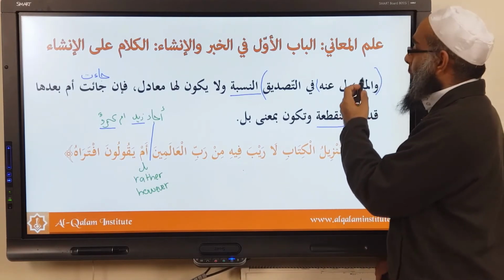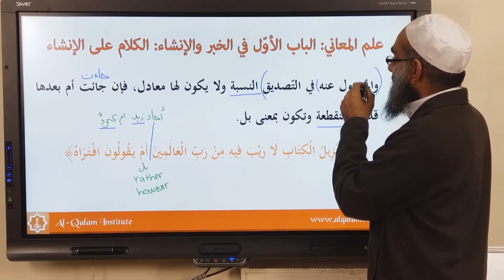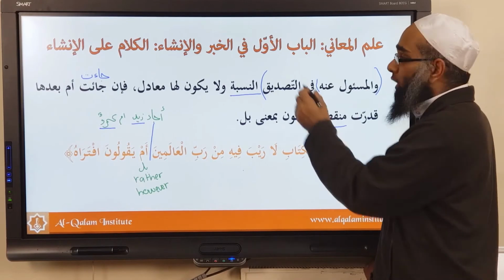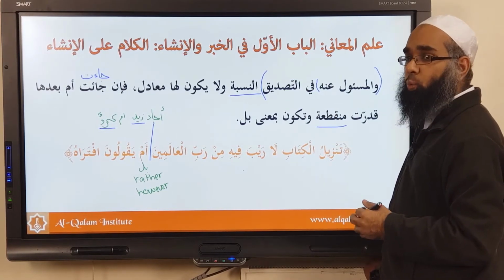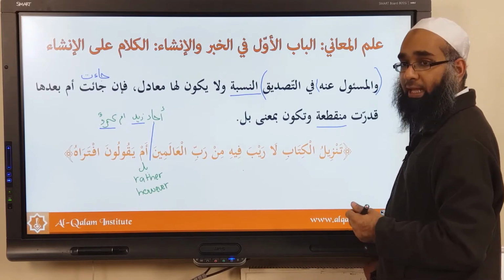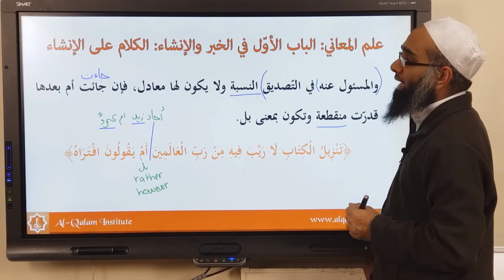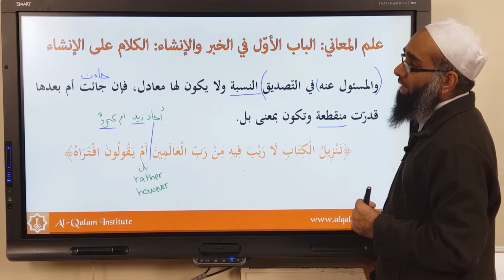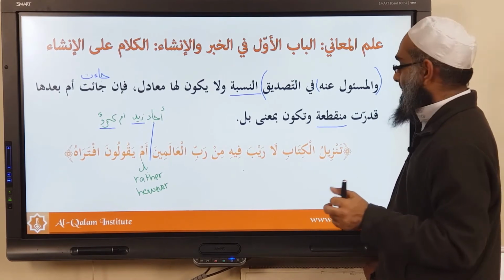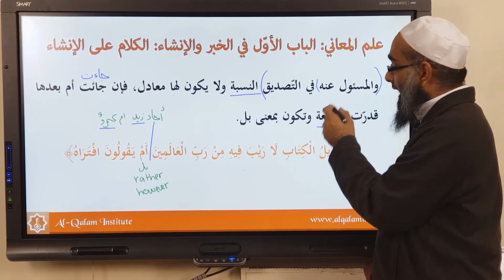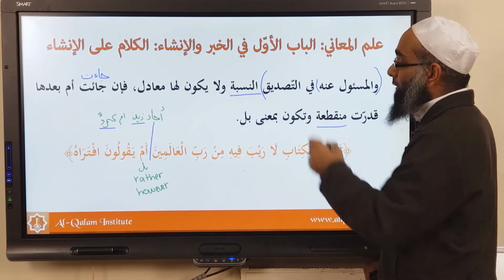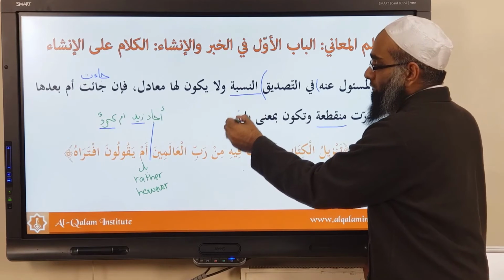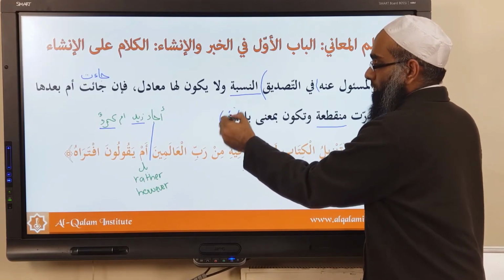This one? Wal mas'ulu anhu fi tasdeeq, and the thing you are asking about in tasdeeq is called the nisbah. What's it called? The nisbah. وَلَا يَكُونُ لَهَا مُعَادِلٍ, and it will not have a mu'adil. فَإِنْ جَاءَتْ بَعْدَهَا قُدِّرَ, and if it comes after it, it will be assumed to be munqati'a and not muttasila. وَتَكُونُ بِمَعْنَى بَلْ, and it will have the meaning of bal as opposed to aw.